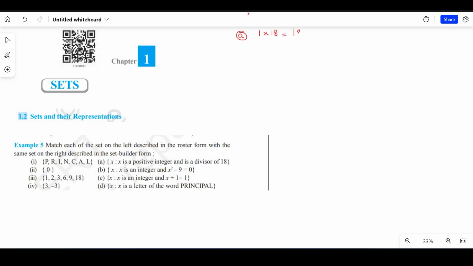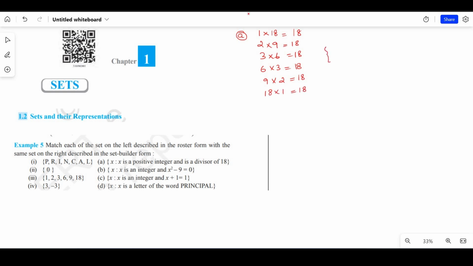1 times 18 gives us 18. 2 times 9 gives us 18. 3 times 6 gives us 18. 4 is not a divisor. 5 is not a divisor. 6 times 3 gives us 18. 7 is not a divisor. 8 is not a divisor. 9 times 2 gives us 18. 10 is not a divisor. 11 is not. 12, 13, 14, 15, 16 are not divisors. Even 17 is not a divisor. 18 times 1 gives us 18.